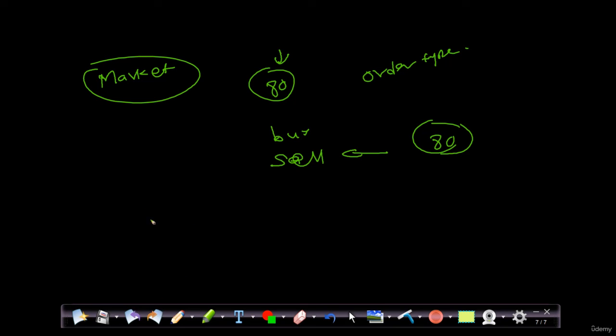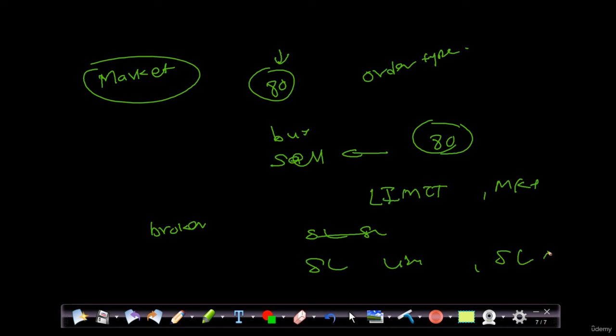Okay, and one more thing, each broker will present the order types differently. For example, in some brokers there is only limit order. There is nothing like stop loss limit or stop loss market, only limit order or market order. What you need to do is select stop loss limit or stop loss market with the limit and market orders. This is a confusion between different brokers, but whatever I am explaining is the core idea of how to choose the order type for the buying side and for the selling side.